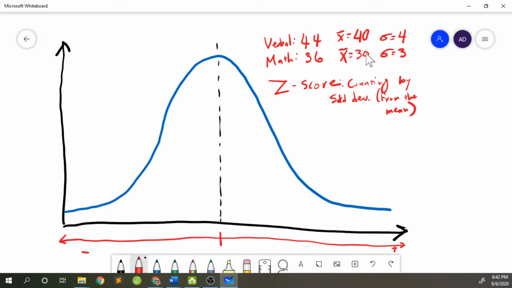If I scored exactly the mean, what would my z-score be? How far away are we from the mean? We are 0 away from the mean if we score the mean, right? So 0 is our starting point here. Now in this case, I said I have a mean of 40, and I scored a 44. How many standard deviations above the mean am I? Well, we can just count. 40 to 44 would be 1 standard deviation.